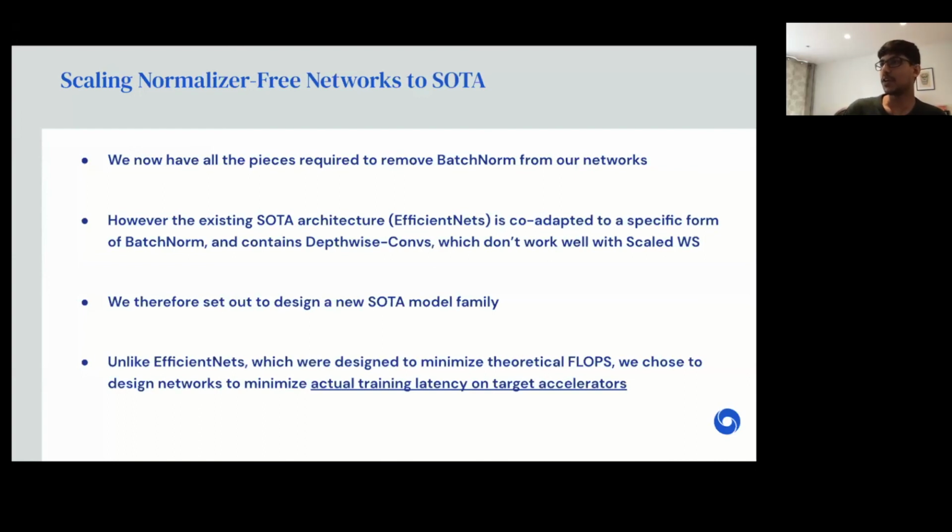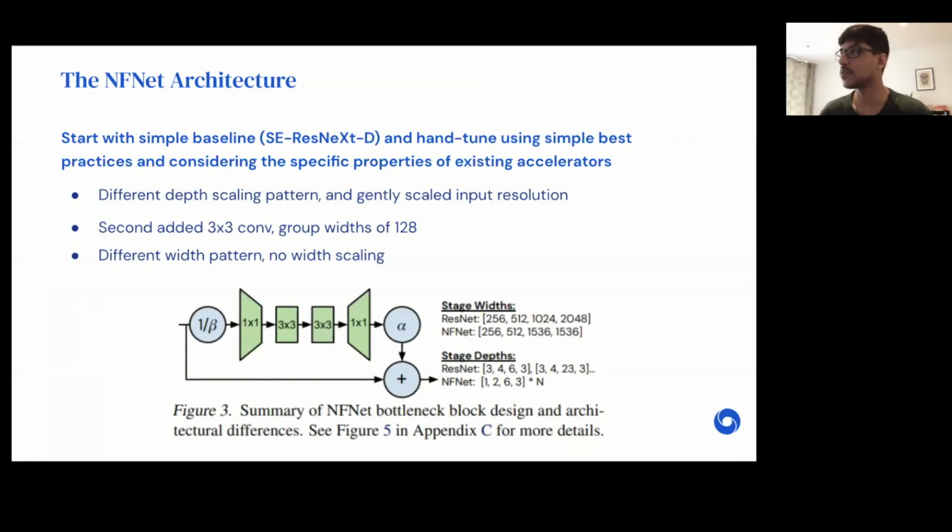So I'm quickly going to go through the rest of the talk as I'm slightly going over time. Here's a one slide summary of the NFNet architecture that we arrive at. And it's really quite simple. We start with a very simple baseline, which is SE ResNet-D, and then manually tune and add in best practices of model design, specifically designed to improve training latency on TPUs and GPUs.